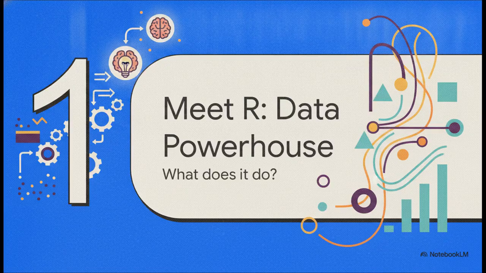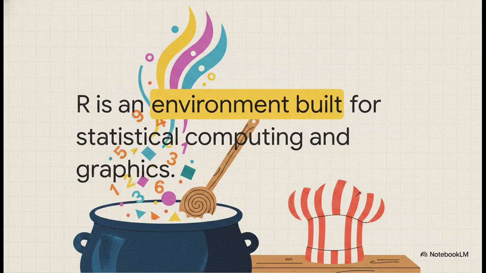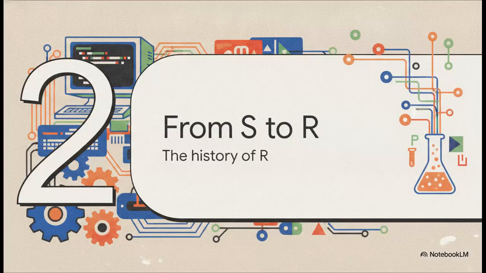Section 1. Meet R, the data powerhouse. Now, officially, R is defined as an environment built primarily for statistical computing and graphics. But honestly, you can just think of it as a fully equipped master chef's kitchen designed perfectly for raw data. Because it's so incredibly popular, this kitchen now has built-in provisions to implement crazy complex machine learning and deep learning algorithms, all really fast and efficiently. So instead of cooking food, you're feeding it raw numbers, and it gives you the ultimate workspace to cook up some seriously high-level insights.